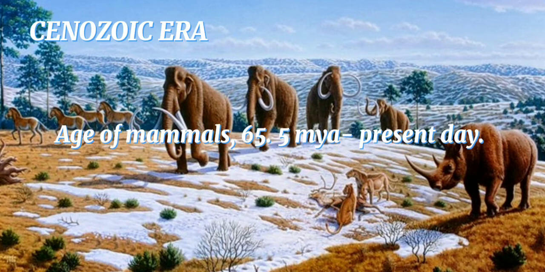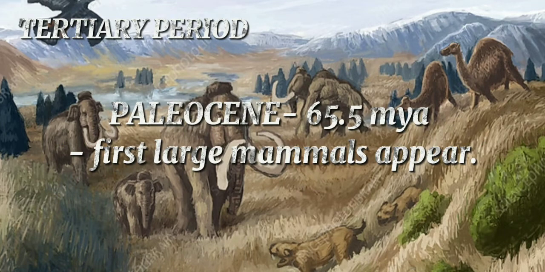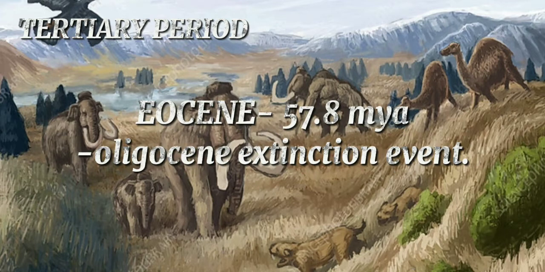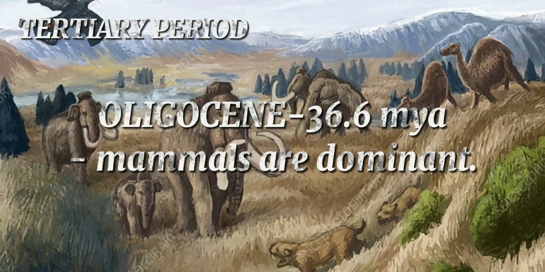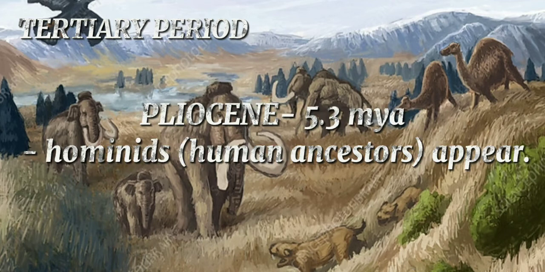Cenozoic, age of mammals, 65.5 million years ago to present day. Tertiary, Paleocene, 65.5 million years ago, first large mammals appear. Eocene, 57.8 million years ago. Eocene-Oligocene extinction event. Oligocene, 36.6 million years ago, mammals are dominant. Miocene, 23.7 million years ago, grass becomes widespread. Pliocene, 5.3 million years ago, hominids or human ancestors appear.